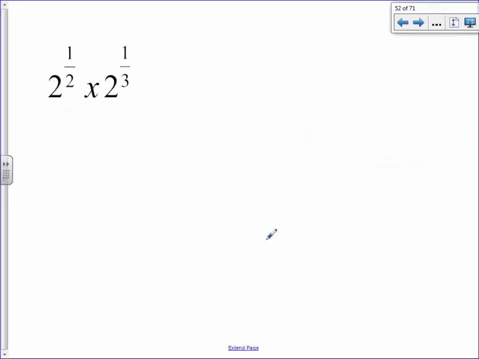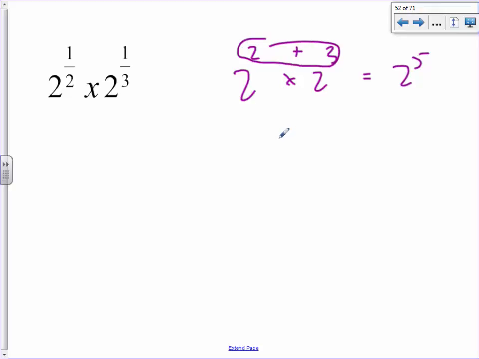Let's try this one. Is this physically possible to put these two numbers together? Do they have the same base? They do have the same base. Hypothetically, let's say it was 2 to the 2 times 2 to the 3. Could we put those together? What would it be? It would be 2 to the 5, because you would add those together.